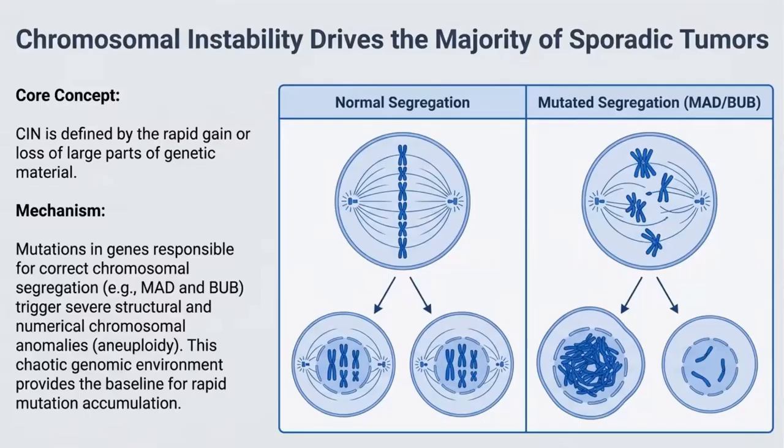So now coming to the CIN or the chromosomal instability pathway, which drives the majority of sporadic tumors, it is defined by the rapid gain or loss of large parts of genetic material. These mutations affect genes responsible for correct chromosomal segregation, and when the mutations happen, they result in chromosomal anomalies like aneuploidy. This chaotic genomic environment then provides the baseline for rapid mutation accumulation.